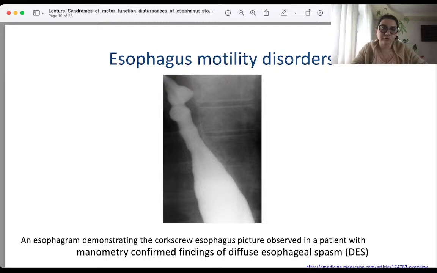And one more picture for you with the esophagus. It is a barium contrast esophagram demonstrating the corkscrew esophagus, a picture observed in a patient with manometry-confirmed findings of diffuse esophageal spasm. In such a way diffuse esophageal spasm looks.